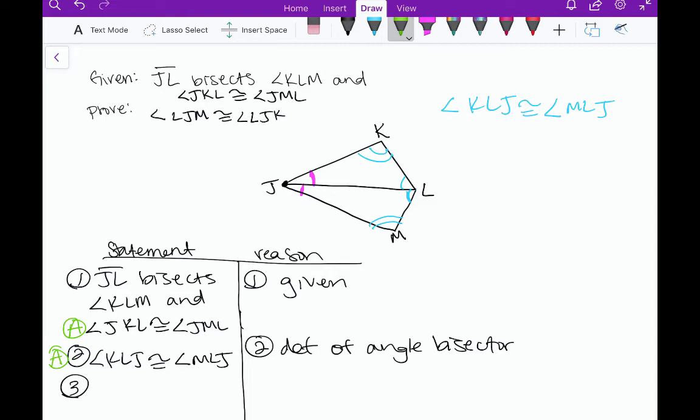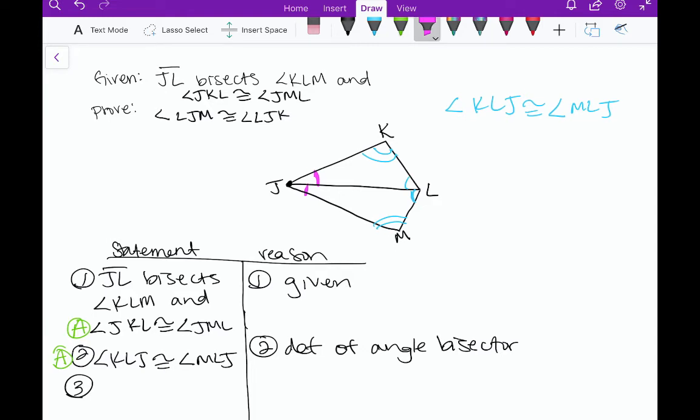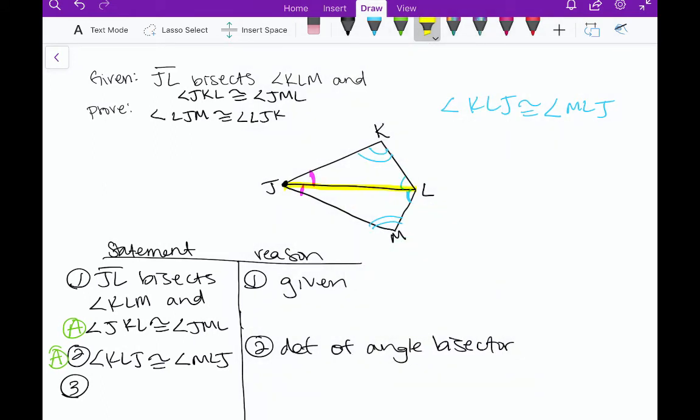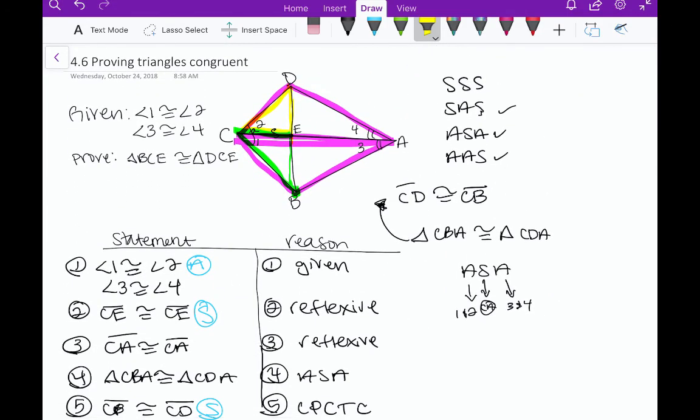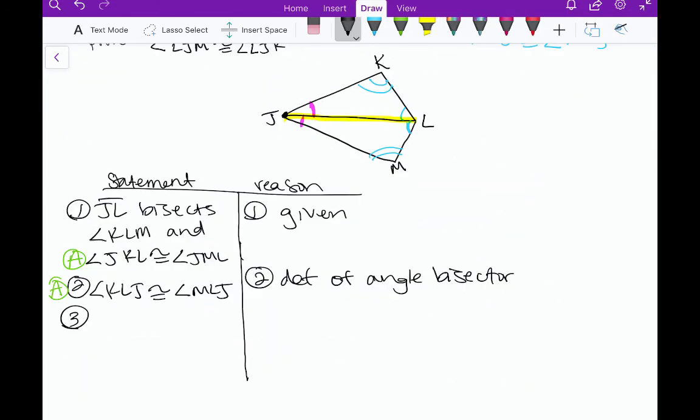Well, I can say JL is congruent to itself. Would that help? Okay, so if this is the side, and then I have these two angles, that's angle, angle, side. Is that one of our ways? Yes, it is, right here. So my next statement is going to be that JL is congruent to itself by the reflexive property.